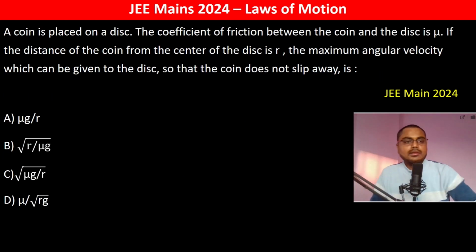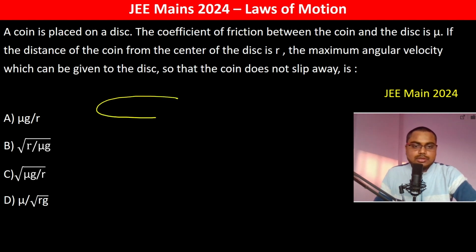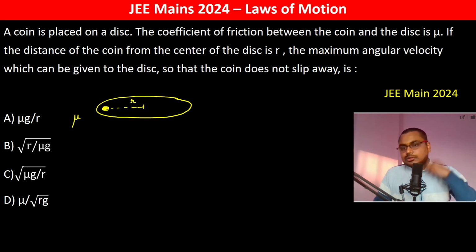A coin is placed on a desk. So this is the desk and on top of it the coin is placed. The coefficient of friction between the coin and the disk is mu. If the distance of the coin from the center of the disk is r, the maximum angular velocity which can be given to the disk so that the coin does not slip away is.